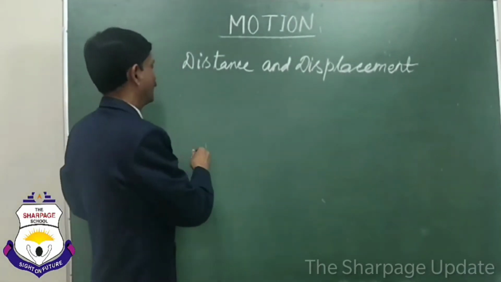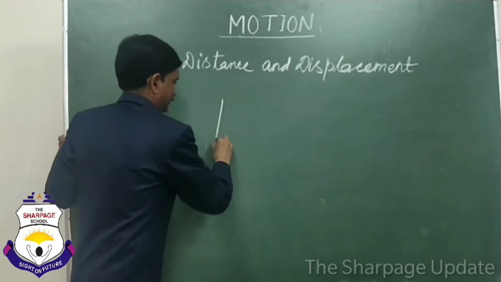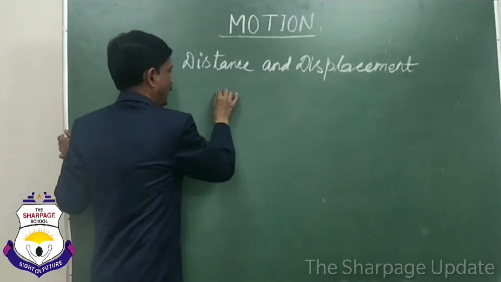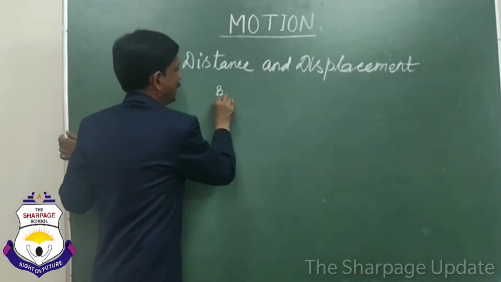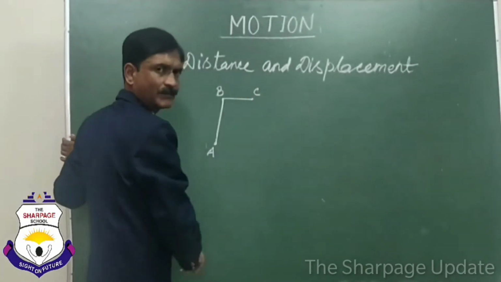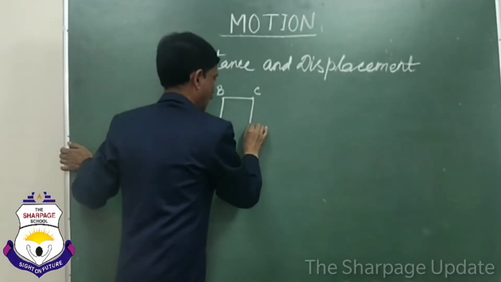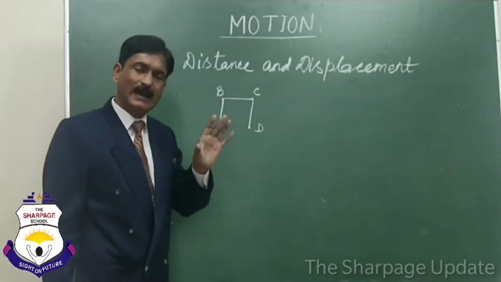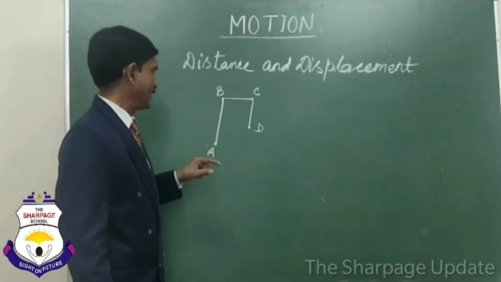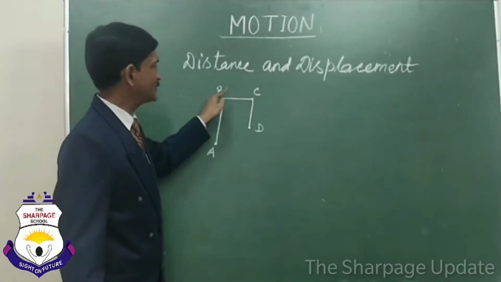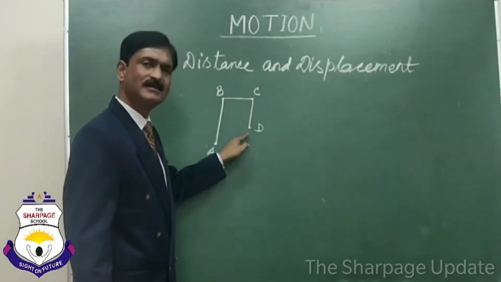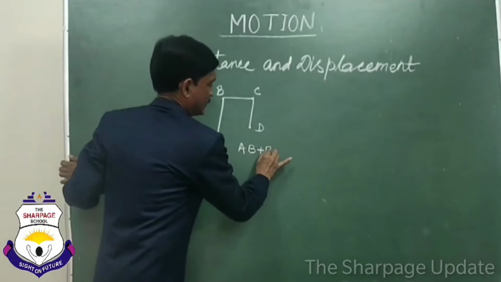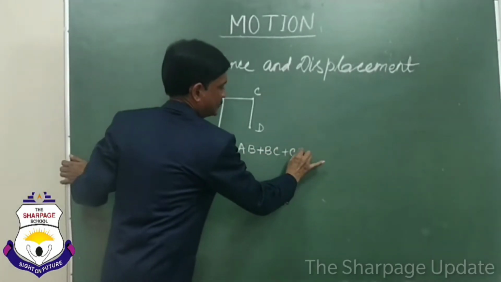Suppose a person starts from point A, goes to point B, and then he goes to point C, again he goes to point D. So the distance traveled by the person is AB plus BC plus CD. Means distance is AB plus BC plus CD.